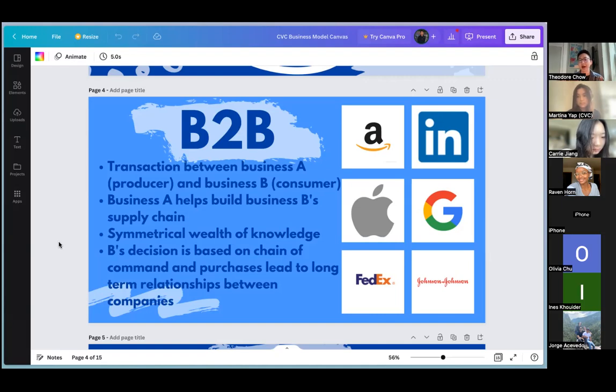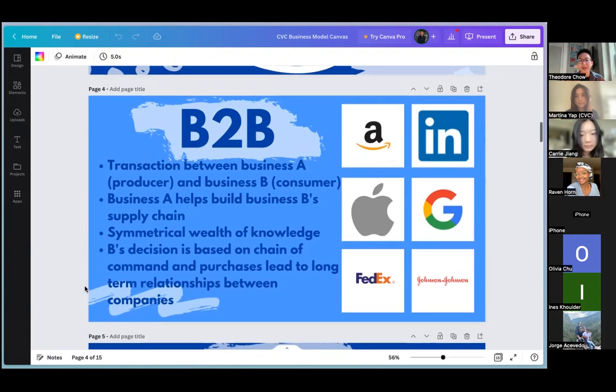FedEx is another one. They help with shipping from businesses to businesses, or they are used within the business's supply chain in order to make it more efficient. Also, Google has a lot of different services that allow businesses to become more efficient and operate in a more streamlined manner. So a lot of these are catering to other businesses to make their lives easier. If you have questions about this, feel free to speak up during the presentation, or you can wait to the end.